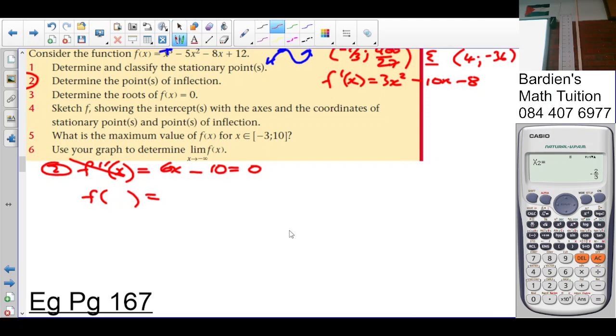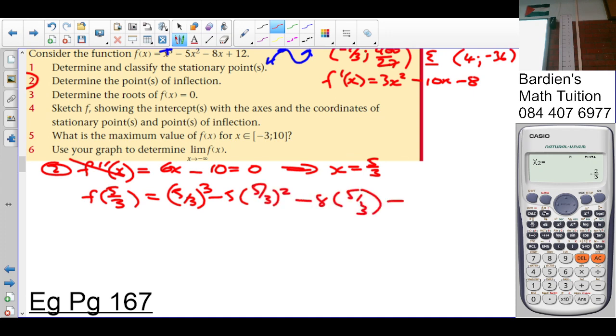Right, so when you set it equal to 0, that implies that x is equal to 5 over 3. You then get f of 5 over 3. So you're going to get 5 over 3 cubed minus 5 over 3 squared, minus 8 times 5 over 3 plus 12, which is negative 286 over 27. Yes? You may write it as a decimal if you like.